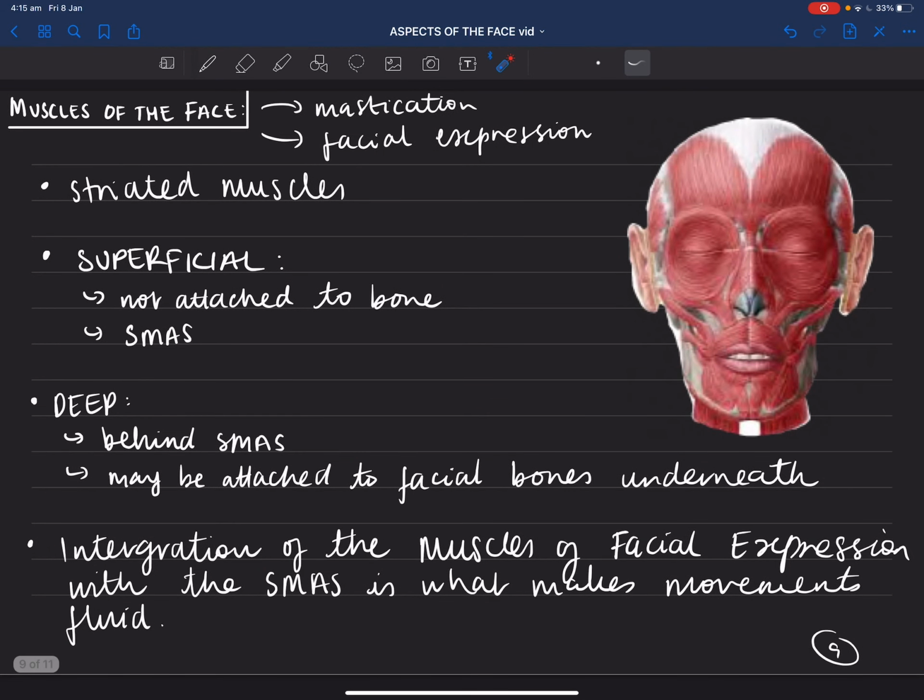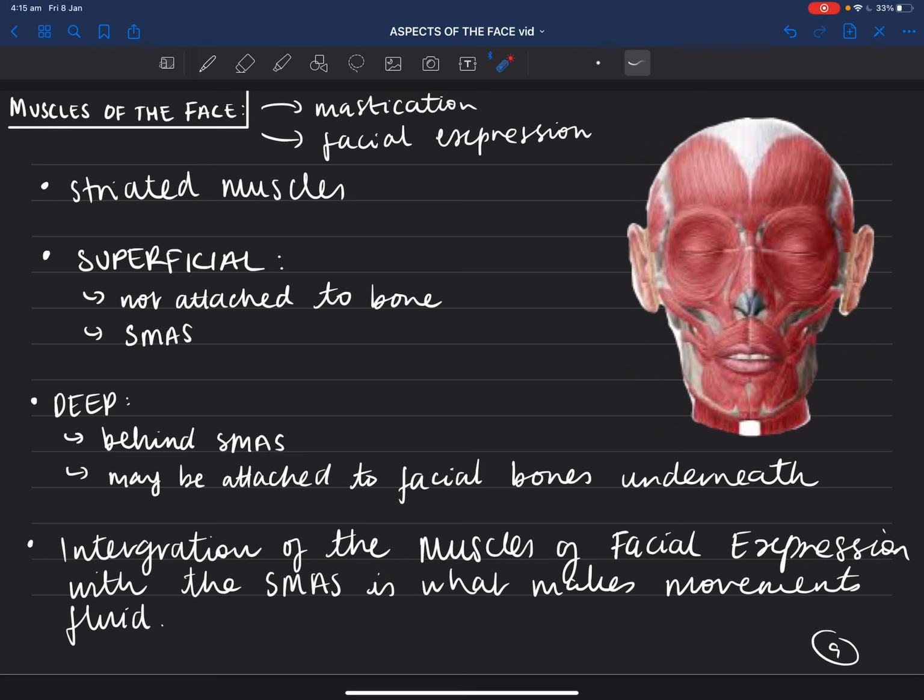I'm going to do a separate video on each of the muscle groups of the face. I'm going to do a separate video on the muscles of mastication and the muscles of facial expression. But in general, all the muscles of the face, like you can see here, are striated muscles, which means they have cross-links and striations. All their fibers go in kind of one direction.